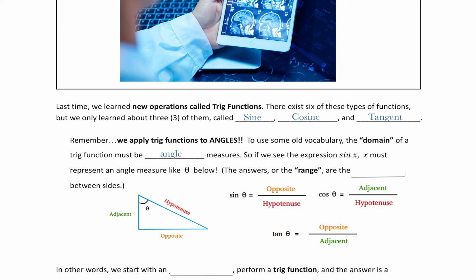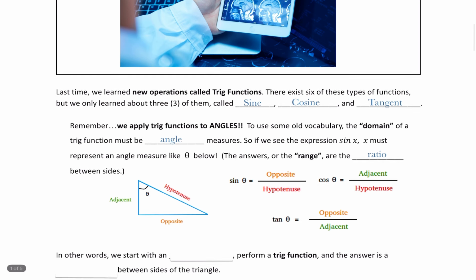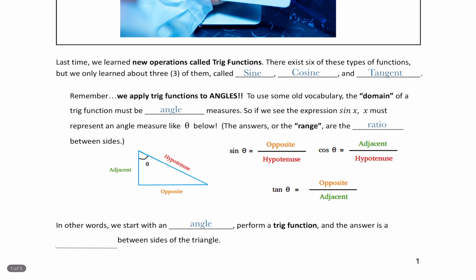So if we look at the expression sine of x, x must represent an angle measure, like theta does below. So theta here is an angle measure, and x in this sine of x is also an angle measure. Now the answers that we got last time, or the range, are the ratios of the sides. So we put in an angle and we got out a ratio. In other words, we start with an angle, perform the trig function, and the answer is a ratio between the sides of the triangle. That's what we did last time.